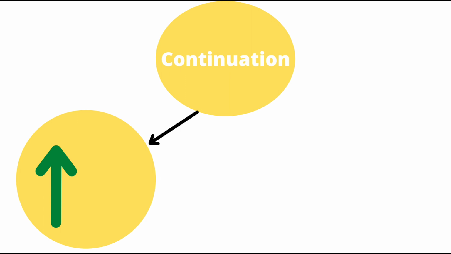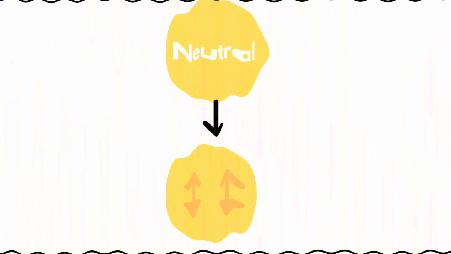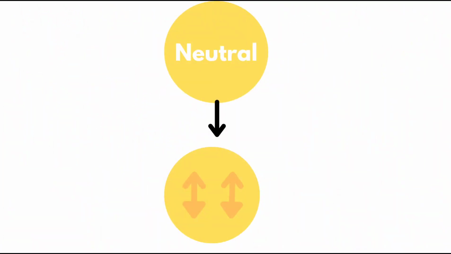In the continuation chart pattern, it indicates the price will resume its current direction after the pattern. For example, if the price is going up and a continuation chart pattern appears, the price will continue going up after the pattern. If price is going down and a continuation chart pattern appears, it indicates that the price will continue going down after the pattern. Last, we have the neutral chart pattern classification. It means that the price goes neither up nor down until the price breaks out of the pattern.